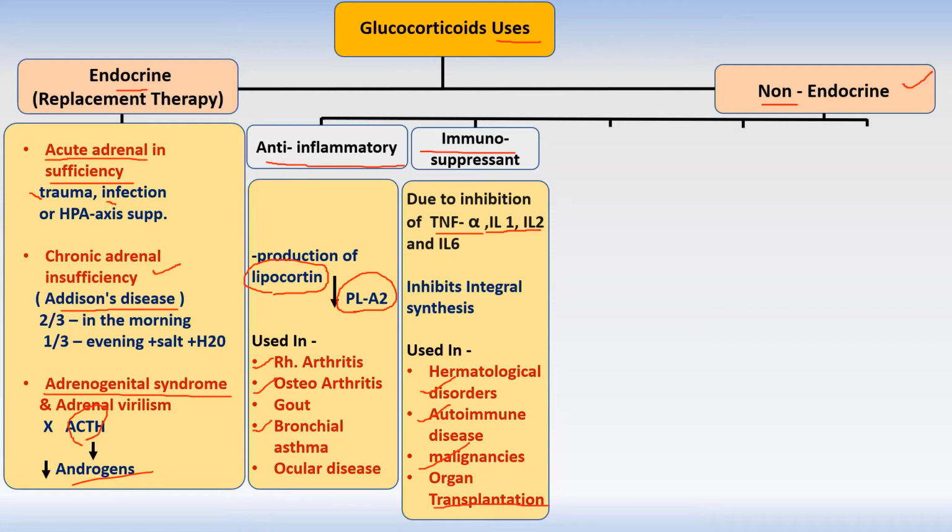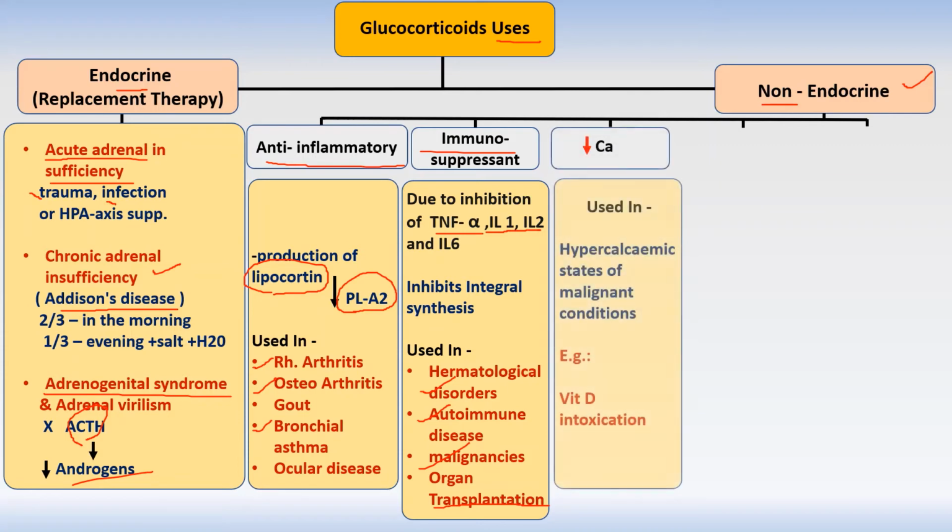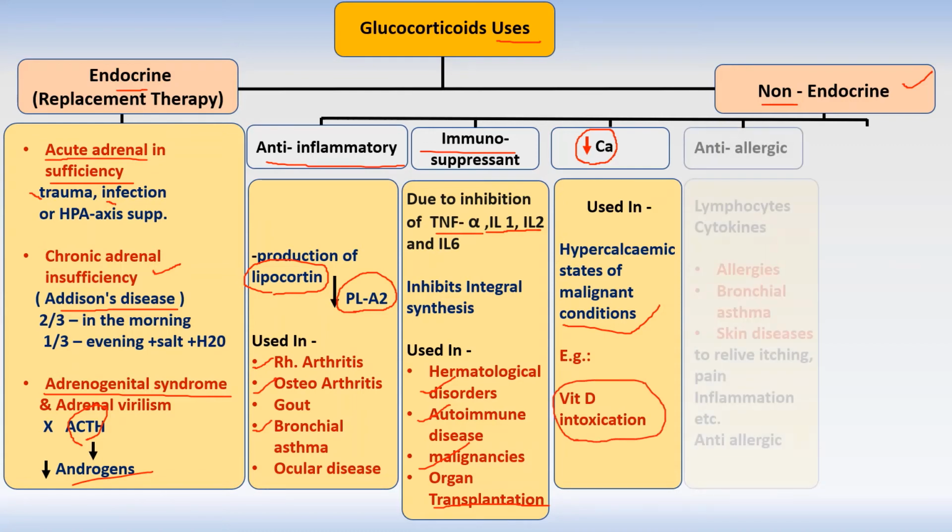Next, about the calcium level. Glucocorticoids decrease the calcium level, and their capability of decreasing this plasma calcium level is mainly due to the inhibition of calcium absorption from the intestine and increased excretion, and this can be used in hypercalcemia of malignant disease and also in vitamin D intoxication.